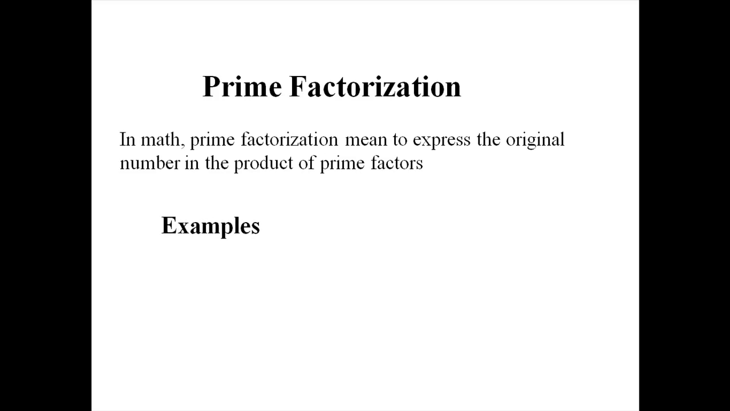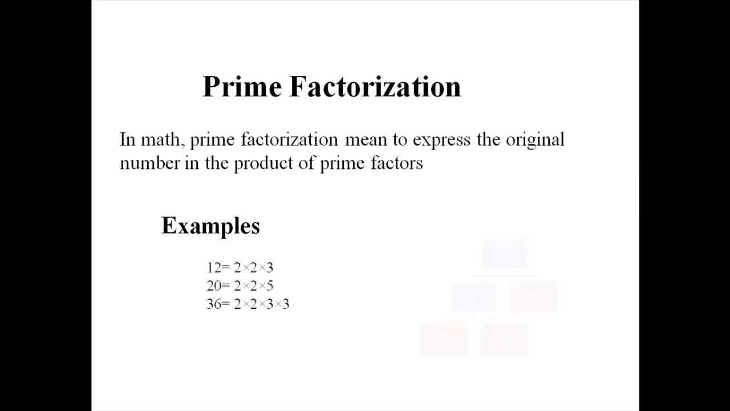For example, the first method is called multiplication of prime factors. So I have written 12 as 2 multiplied by 3 multiplied by 2. 20 is written in the form of 2 multiplied by 2 multiplied by 5. 36 is written in the form of 2 multiplied by 2 multiplied by 3 and multiplied by again 3, which is equal to 36.